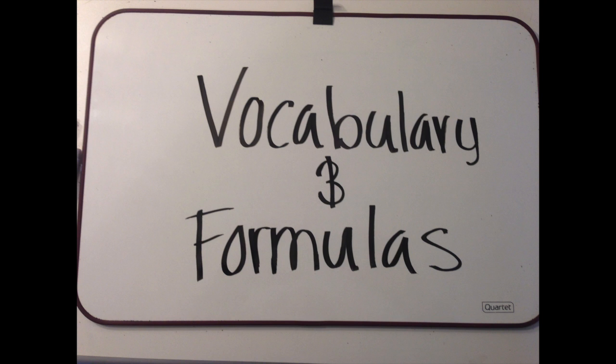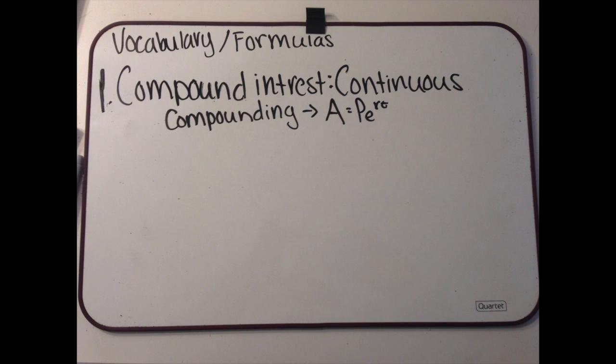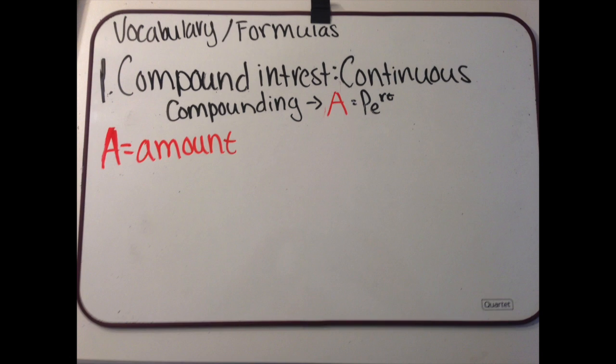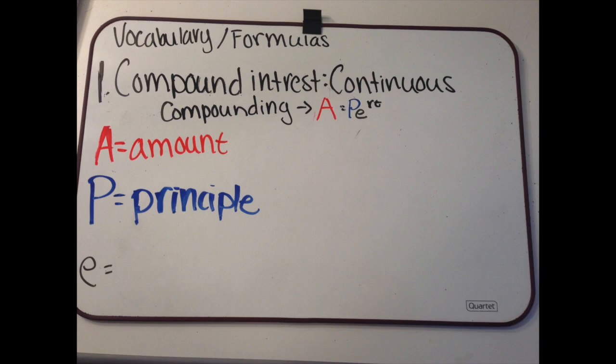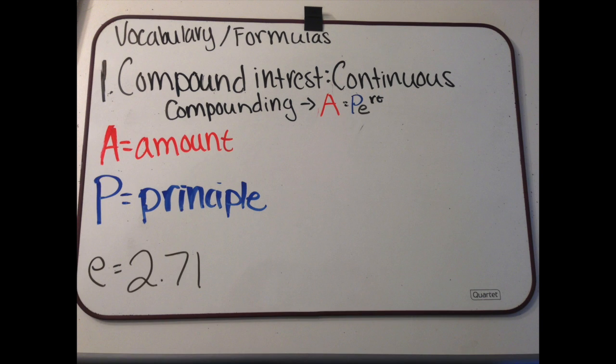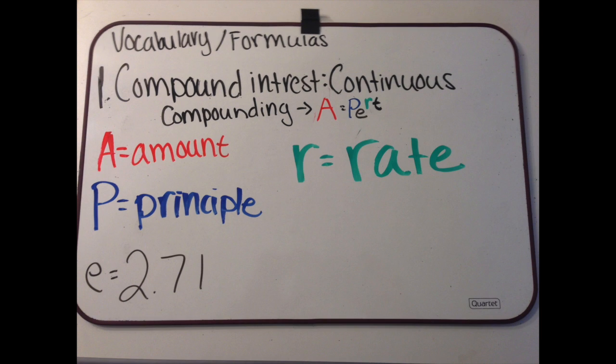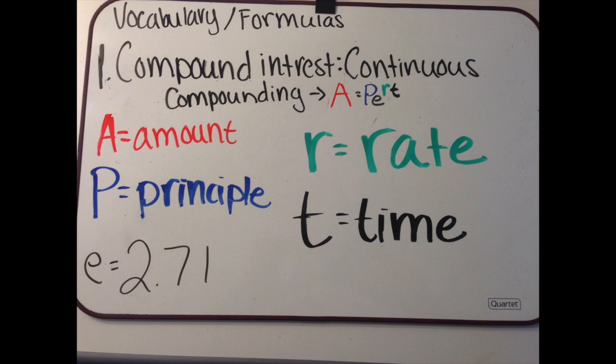Some vocabulary and formulas. Compounding interest, which is A equals PERT, and the amount is equal to A. P is, of course, our principal. E, well, E is 2.71, and we will get to that later. R stands for our rate, and T, of course, stands for our time.